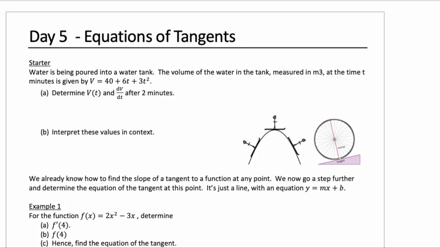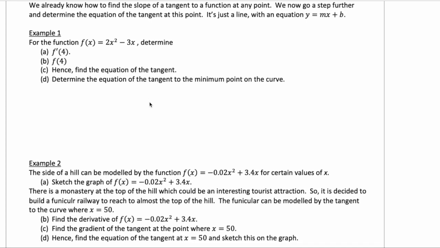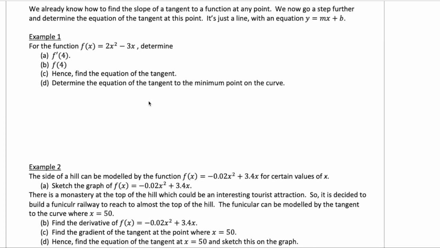Today we're looking at equations of tangent lines using the derivative. Let's take a look at this function here. For the function f of x equals 2x squared minus 3x, determine the derivative at 4. So let's get the derivative first.